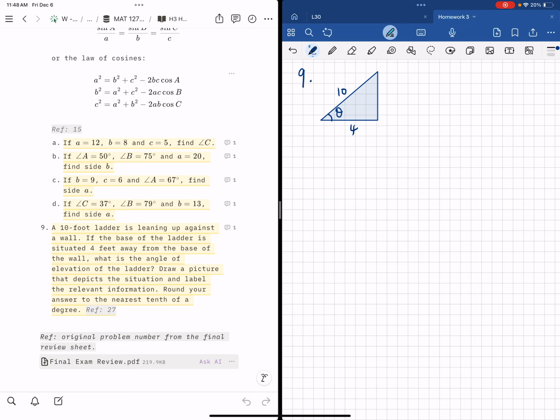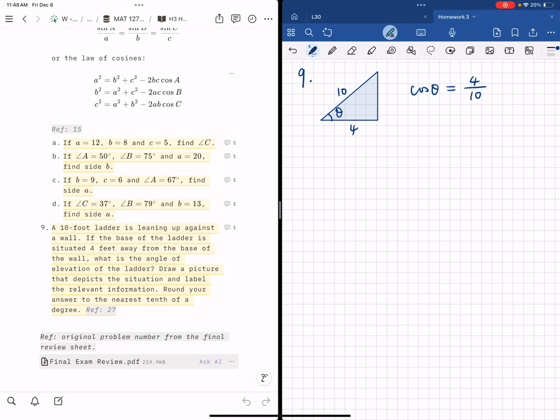Perfect. So for this one, first you have the visual, and second, you're going to pick a trig function that involves the angle and the two sides. By looking at the triangle, we're looking at the adjacent and the hypotenuse. And based on SOHCAHTOA, we're going to use cosine. So that's what we're going to use. We're going to write down the ratio. Cosine is adjacent divided by hypotenuse, and that's 4 divided by 10. And you could simplify it or you could just leave it. I think you could just leave it because we're going to use the calculator anyways.